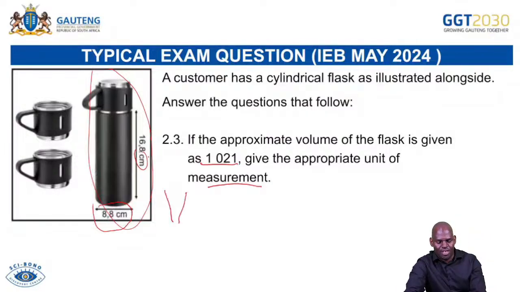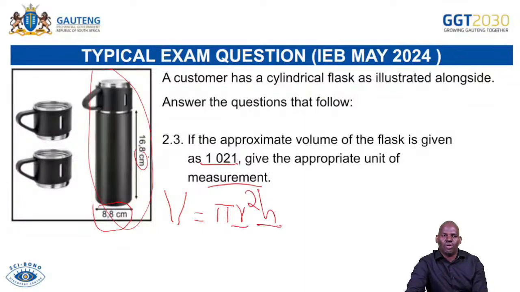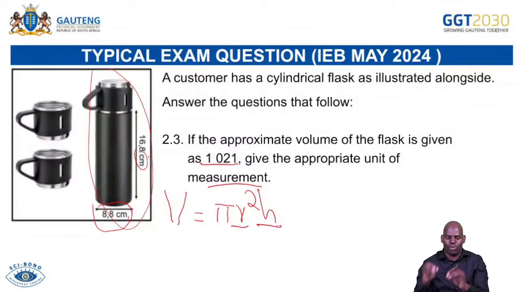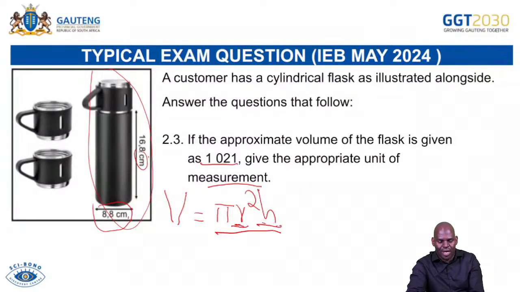Think about this. V is equal to pi r squared h. You only need to know the value of the radius, and you also need to know the value of the height in order to calculate the volume. The radius and the height must be in the same unit. If the radius and the height are in centimeters, your volume will be in centimeter cubed. If both of them are in meters, your volume will be in meter cubed. If the radius and the height are in millimeters, then your volume will be in millimeter cubed.